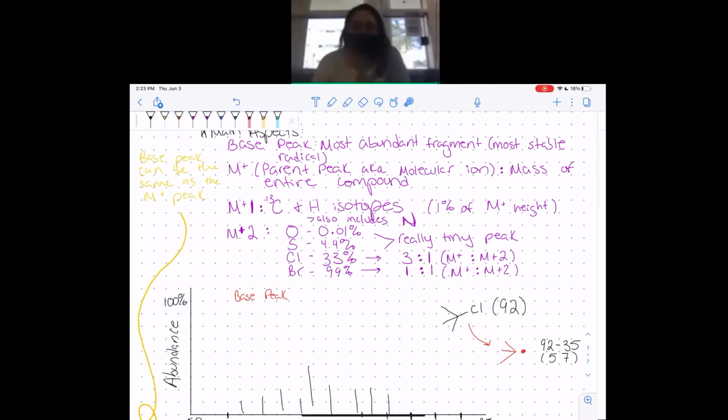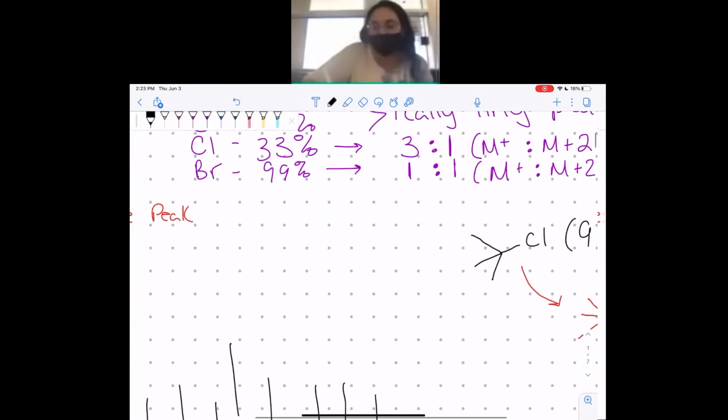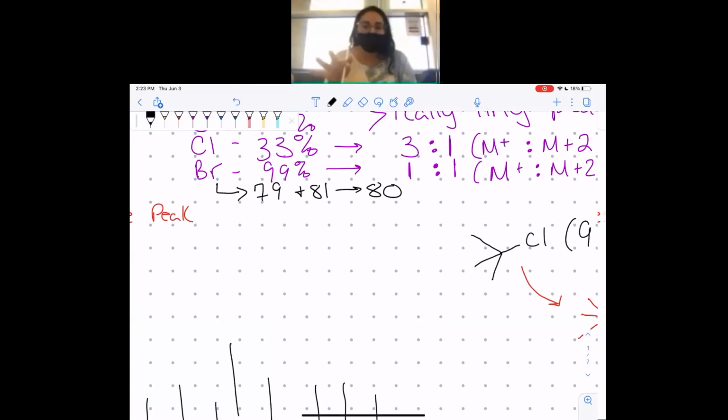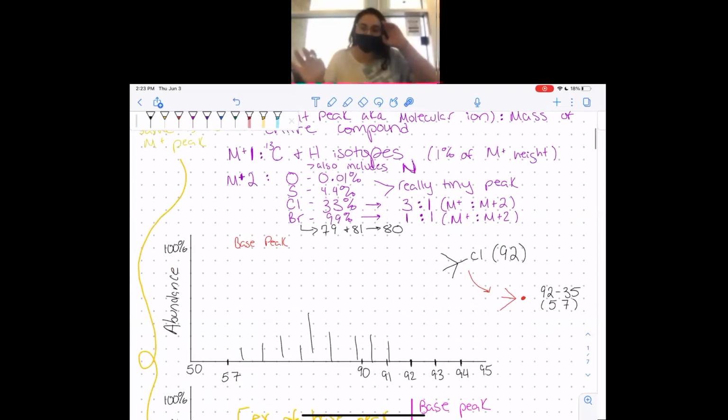So the periodic table says that bromine has a mass of 80. And as you said in the chat, that is an average of the two isotopes. The actual masses of the two isotopes are 79 and 81, and that averages out to an 80 mass. So he could ask you a question about the mass of bromine. Just know that the mass of bromine is not 80. It's 79 or 81. Random tiny tidbit of information.